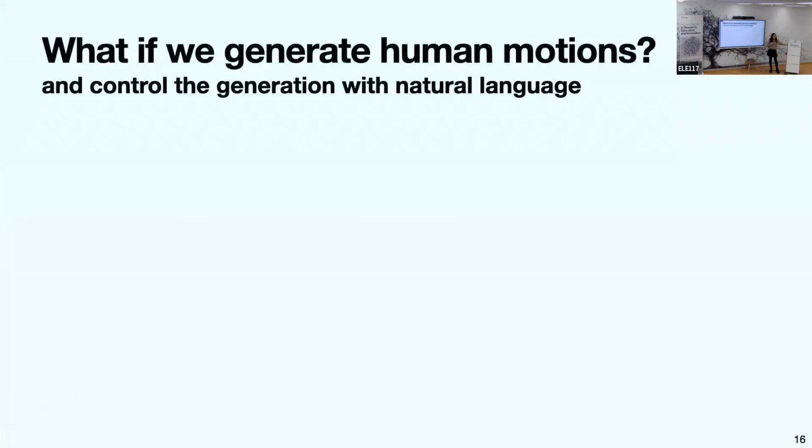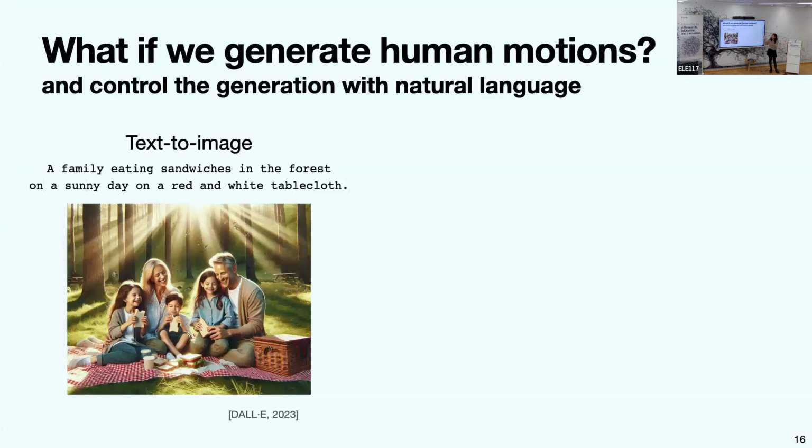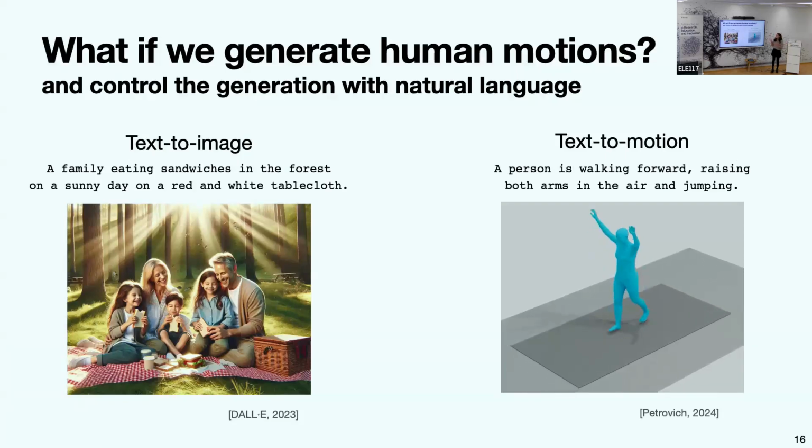So the question here is, can we generate human motion to make part of this process a bit cheaper and faster? We know that with text-to-image generation, you can type some text, like a family having a picnic, and get pretty high fidelity image generations. What we want is something similar, except that the text is quite specific. A person is walking forward, raising both arms in the air, and then jumping. And we want to have this sequence of motions. Any questions so far? Good.